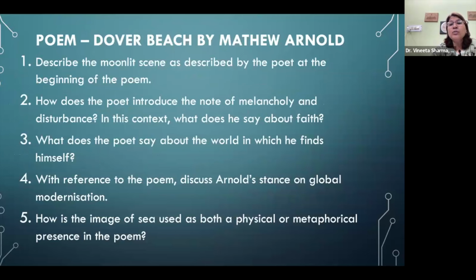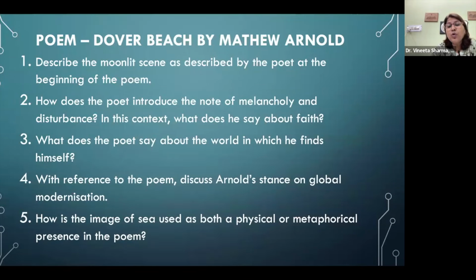Now the next is Dover Beach by Matthew Arnold. So these are the questions which you should definitely do. Describe the moonlit scene as described by the poet at the beginning of the poem. How does the poet introduce the note of melancholy and disturbance? In this context, what does he say about faith? What does the poet say about the world in which he finds himself?